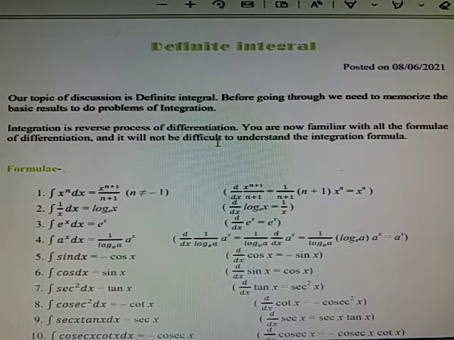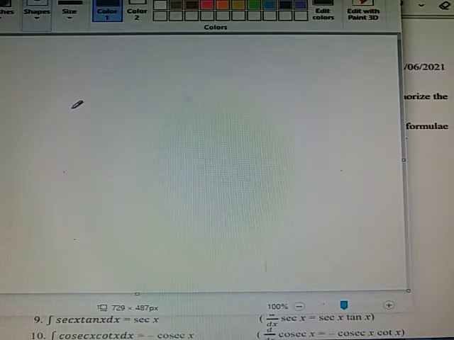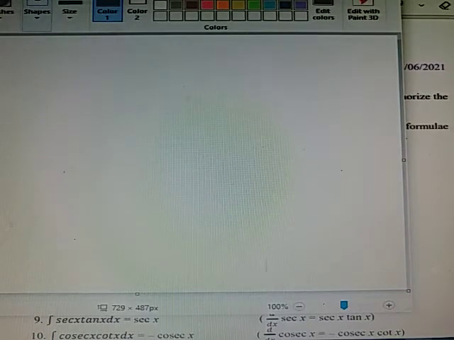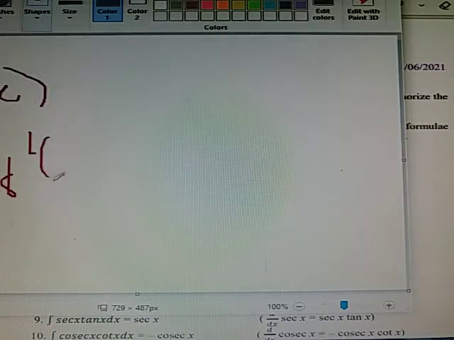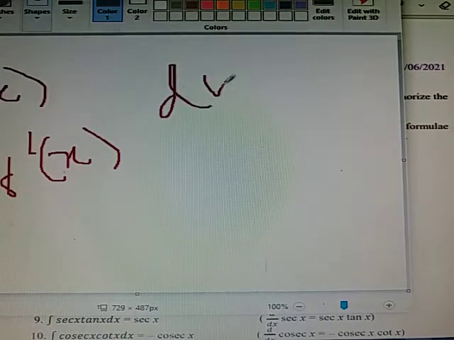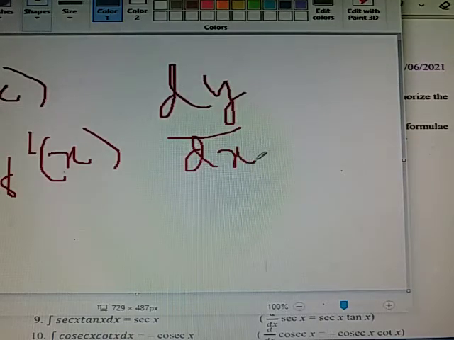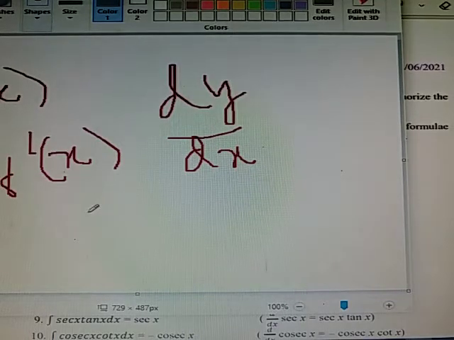Because you have gone through the differentiation part, you know everything about differentiation. In differentiation, some function will be given, and then you take the derivative. You denote it by f dash x, a real valued function, or dy dx, etc. You have denoted it like this. And integration is the reverse process of differentiation.